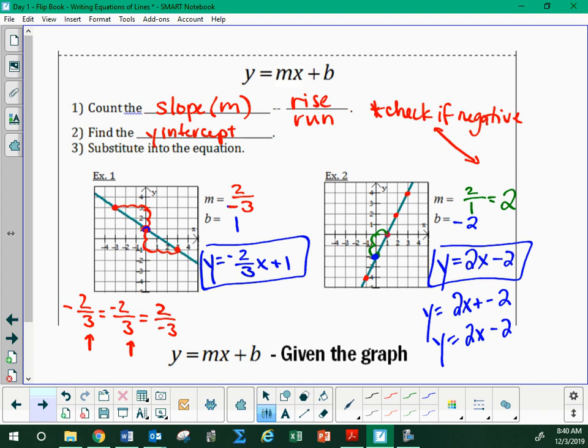Yes, sir. Do you always have to simplify? Anytime you can simplify, you should. Other questions with this? Because on a test, it would give us a simplified answer, right? Yeah, especially for multiple choice, they would give you the simplified.